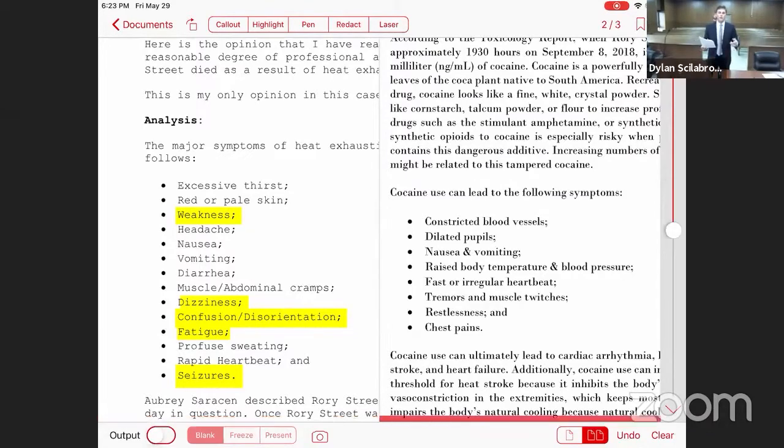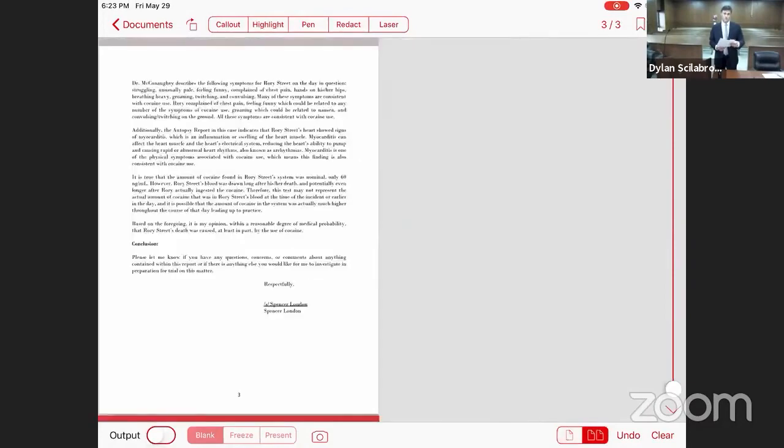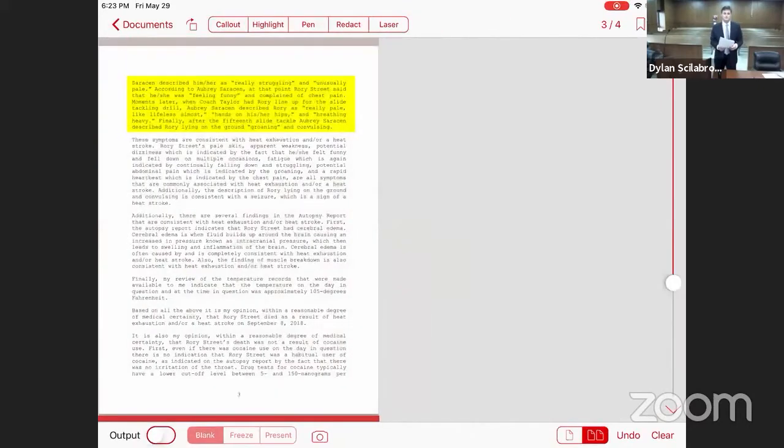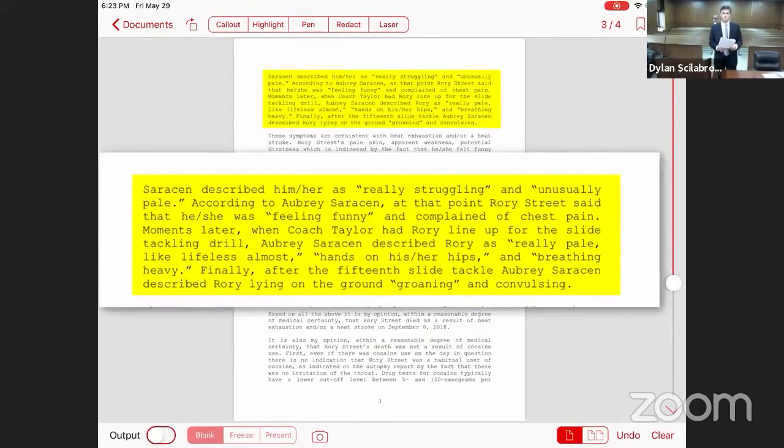Andrew, you go to the next page of Mr. McConaughey's report where we talk about what Rory was experiencing. If you would highlight for me as I say them out loud. We heard statements such as Rory being sloppy, really struggling, unusually pale, feeling funny, breathing heavy, almost lifeless. And we know that when Rory collapsed after being sacked to the ground on that 15th time, Rory began convulsing and seizing. Again, symptoms of heat stroke.